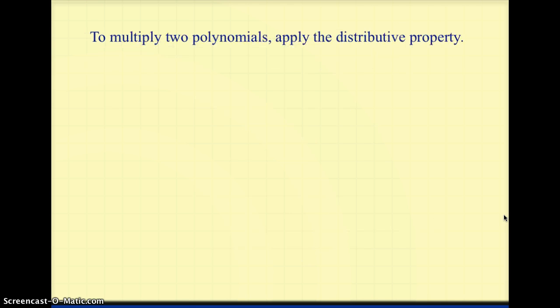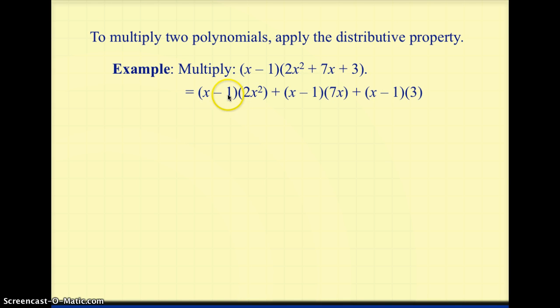All right, to multiply two polynomials, you're going to apply the distributive property. So, for example, here is our problem that we're going to multiply. You have x minus 1 times 2x squared plus x minus 1 times 7x plus x minus 1 times 3. At this point, you're going to distribute each of the terms.